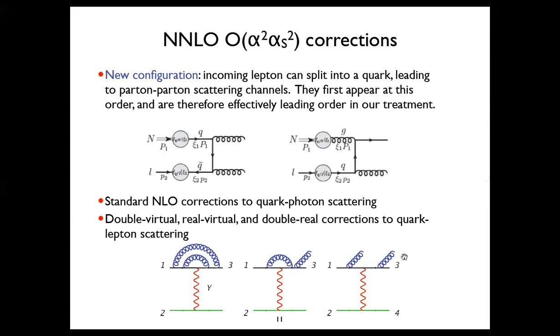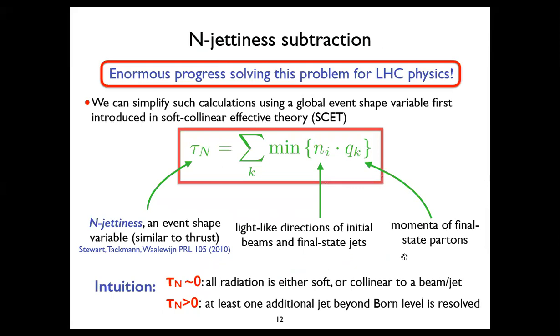This is something which has actually received a lot of attention at the LHC, where this percent or 3% precision benchmark is becoming critical. So what I want to do is describe one of the techniques that was used to solve this problem at the LHC and that we're going to use at the EIC in our study as well. There are many approaches. I'm just picking the one that we happen to be involved in. This is using soft collinear effective theory to facilitate these higher order calculations. In particular, it uses the event shape variable known as N-jettiness.